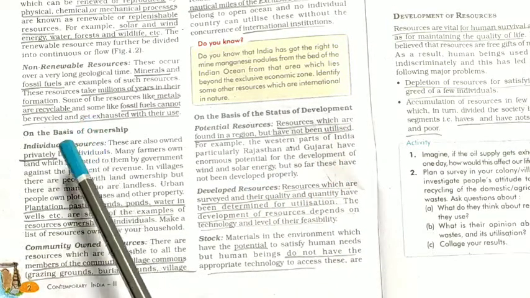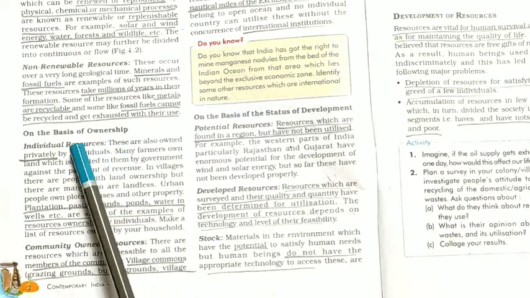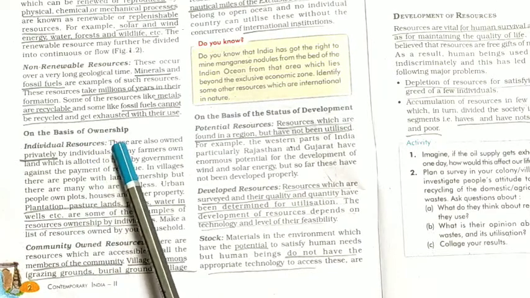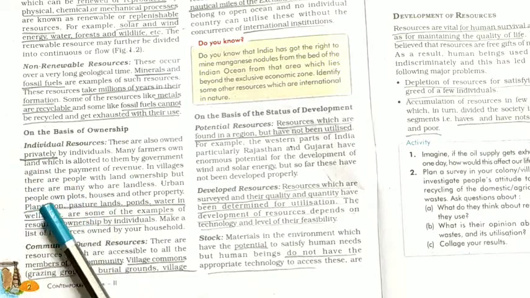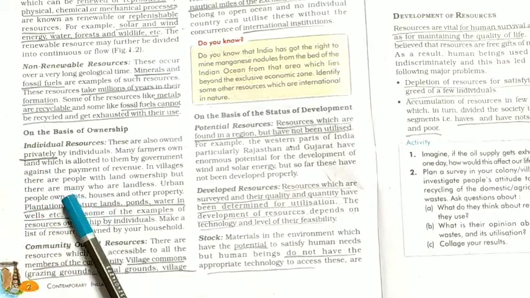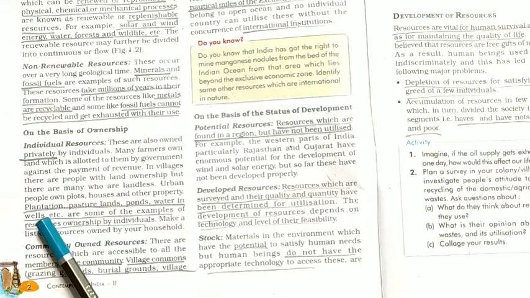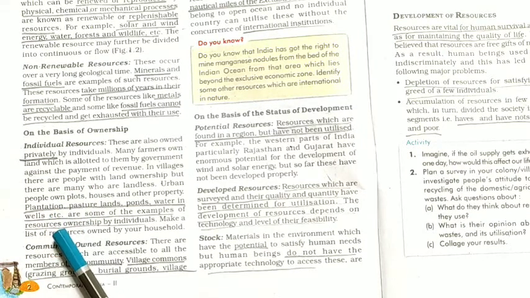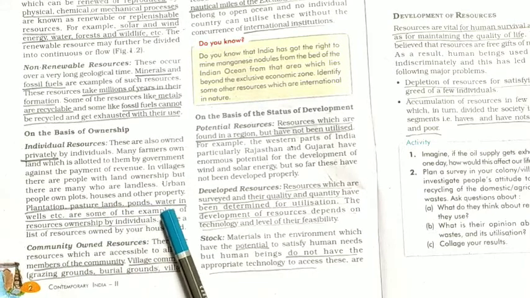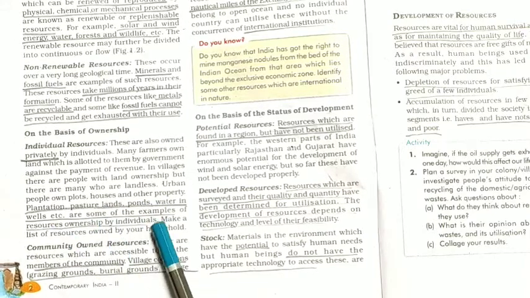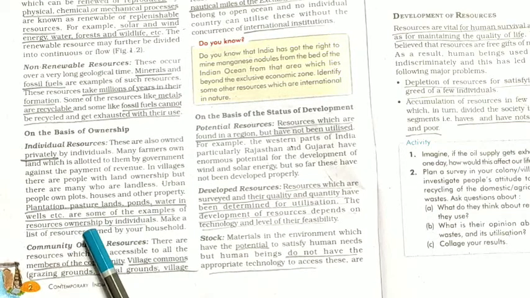In the first point, that is individual resources, resources are owned by private individuals. People may own a land, house or other properties and can utilize it in any manner they want. Plantation, pasture lands, ponds, water in wells, etc. are some of the examples of resources owned by individuals.